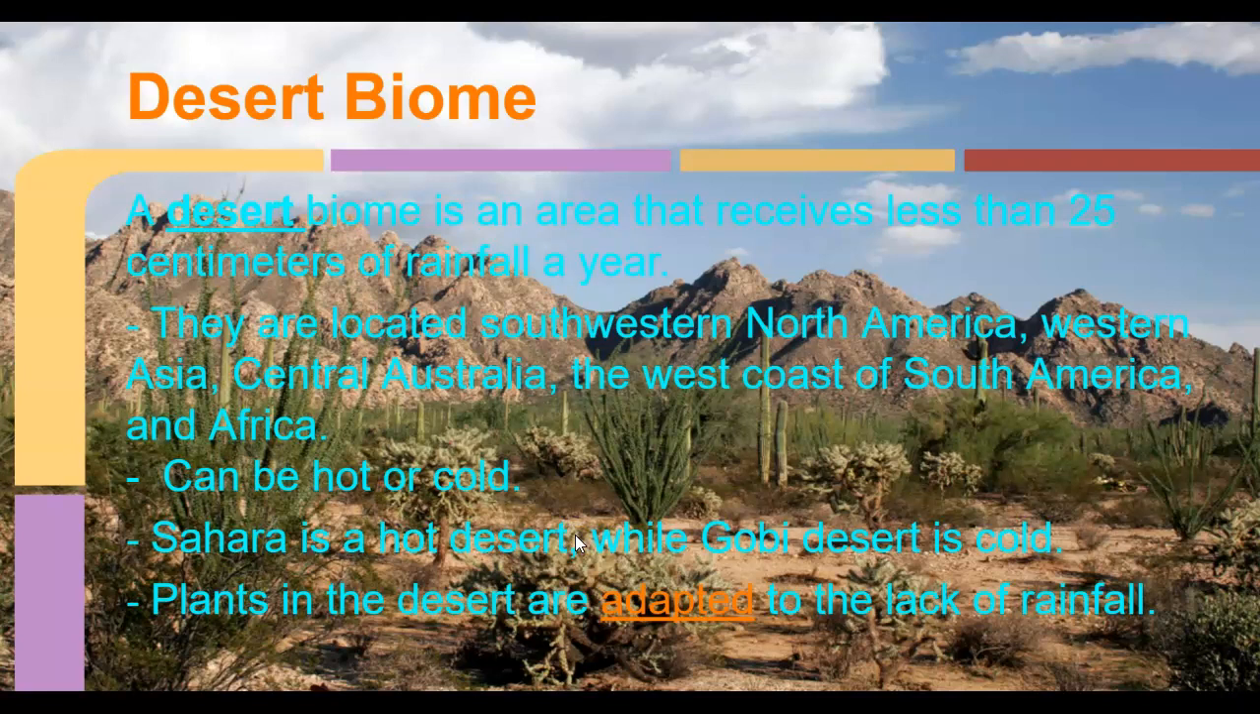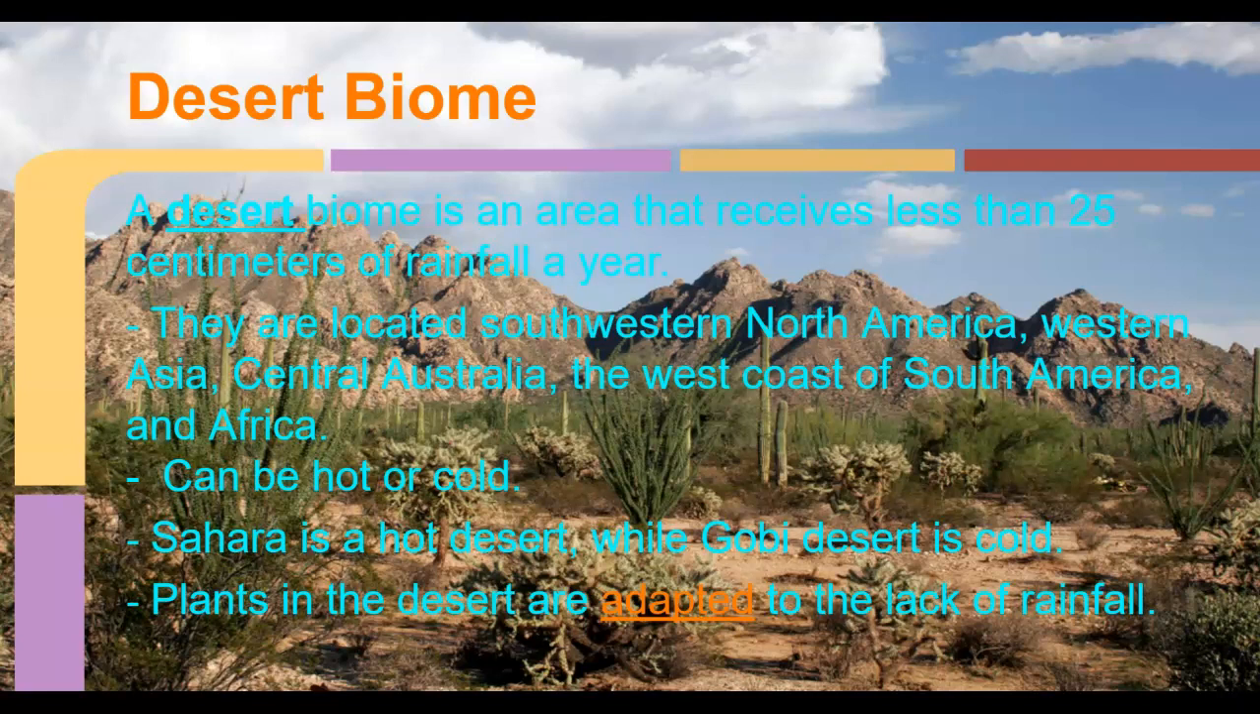Speaking of deserts, a desert biome is the area that receives less than 25 centimeters of rainfall a year. That's about 10 inches of rain. So less than 10 inches of rain. Some deserts in the Sahara get less than an inch of rainfall a year. They are located in southwestern North America, so New Mexico, Nevada, all those areas down that way are all desert.